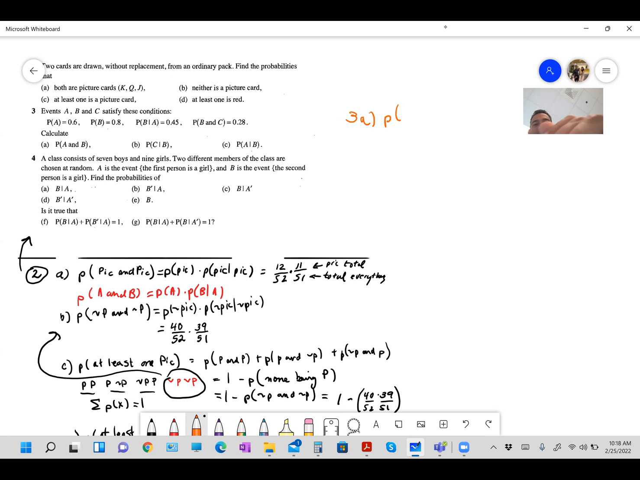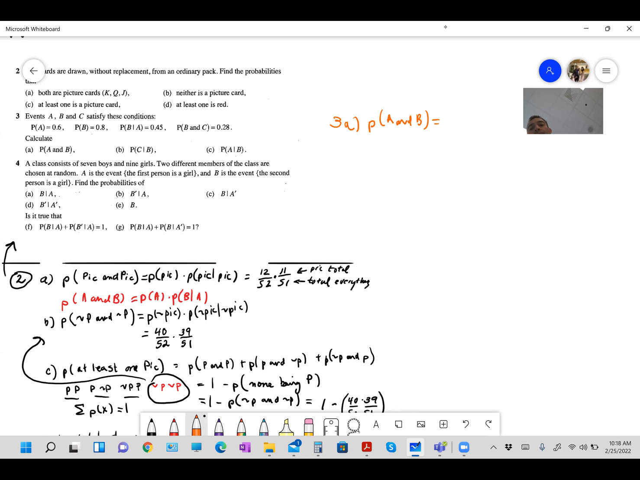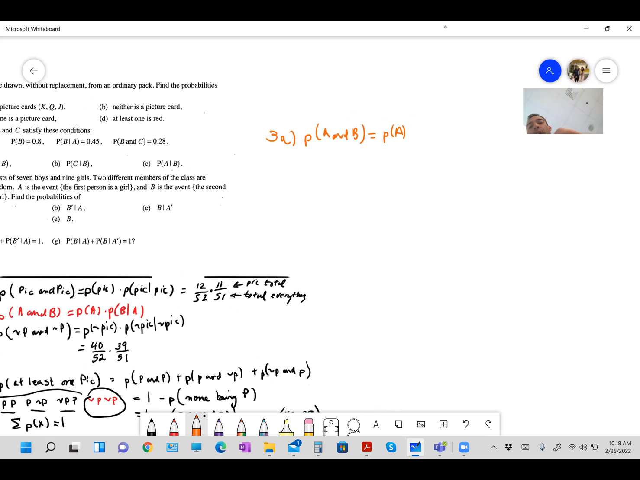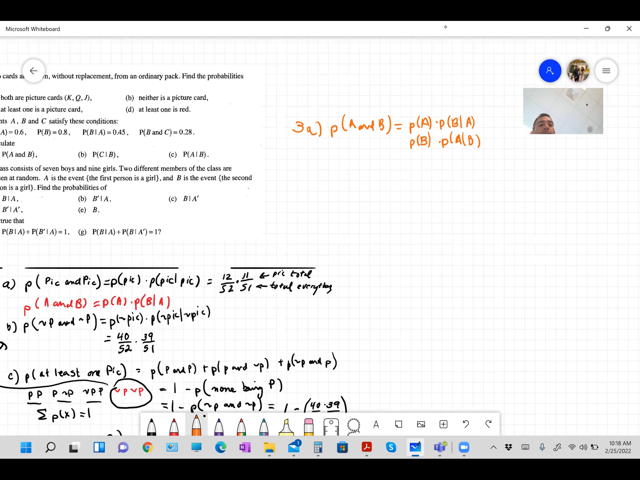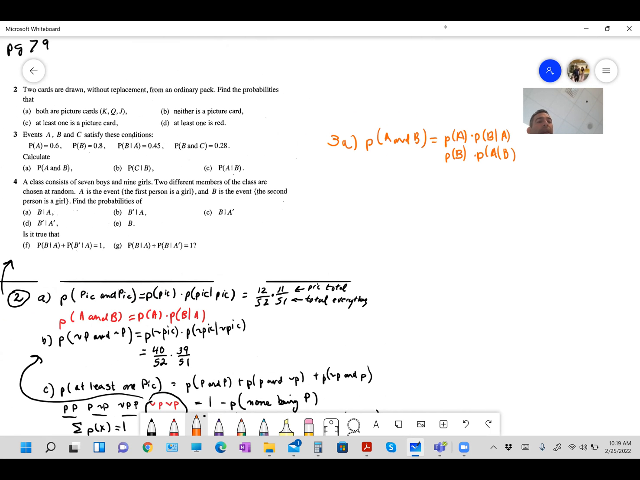Okay. So the probability of A and B must equal the probability of A times the probability of B given A, or perhaps it could also be the probability of B times the probability of A given B. So can you do that? Did they give you the probability of A? Did they give you the probability of B given A? So all you do in this question is, the probability of A is 0.6, the probability of B given A is 0.45, and you multiply them, correct? Was that hard? No, it was not.